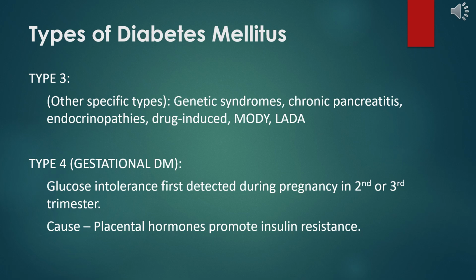Type 3 diabetes refers to hyperglycemia secondary to other medical conditions or drugs like chronic pancreatitis or steroid use. Type 4 is gestational diabetes, which occurs in pregnancy due to insulin resistance from placental hormones. This needs prompt control to prevent fetal and maternal complications.